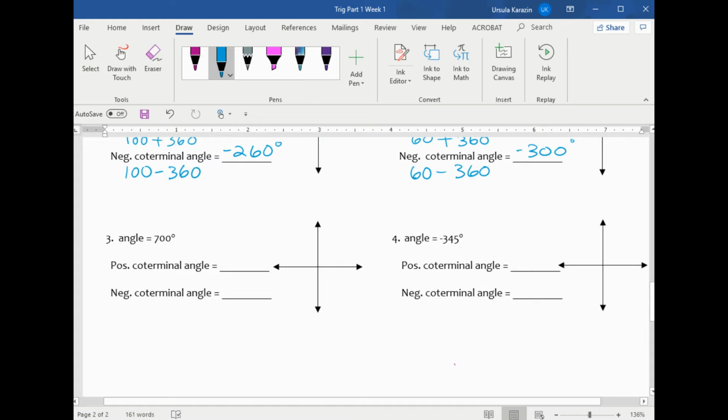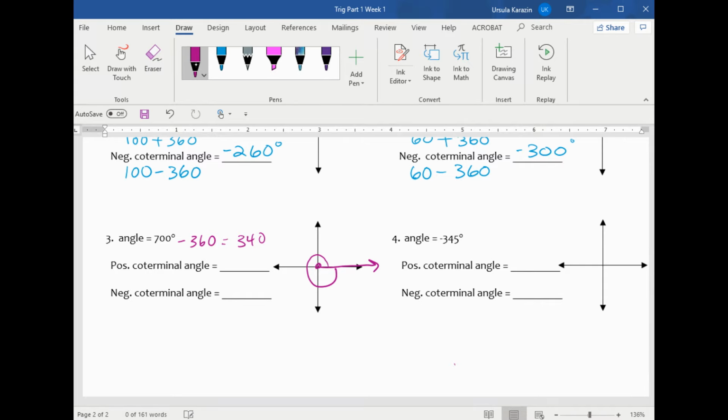All right, so let's try another angle. Let's try 700 degrees. Oh my, what do we do with 700 degrees? Well, I know I'm only going to get to 360 if I go around once, so I need to do that. Now, how much is left? I need to do 700 minus 360 to see how much is left, and that is 340. So after I've gone around once, I still need to go 340 degrees again, which is really almost all the way around.